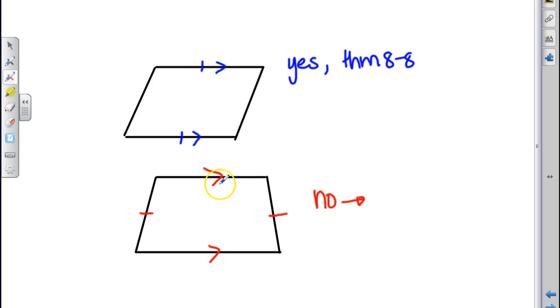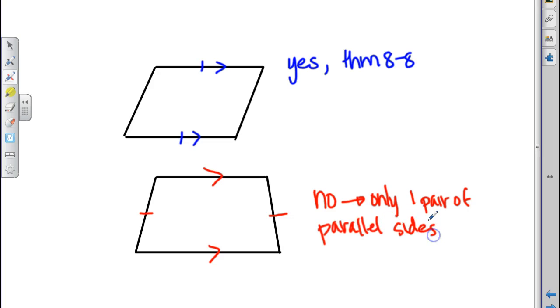And then theorem 8.7 says both pairs have to be parallel to each other, and these two sides are not parallel to each other. So we have only one pair of congruent sides, or of parallel sides, and I'm sorry, congruent sides. I said parallel and wrote it. And so that's theorem 8.7. And also, it won't go with theorem 8.8 because these have to be congruent and parallel.